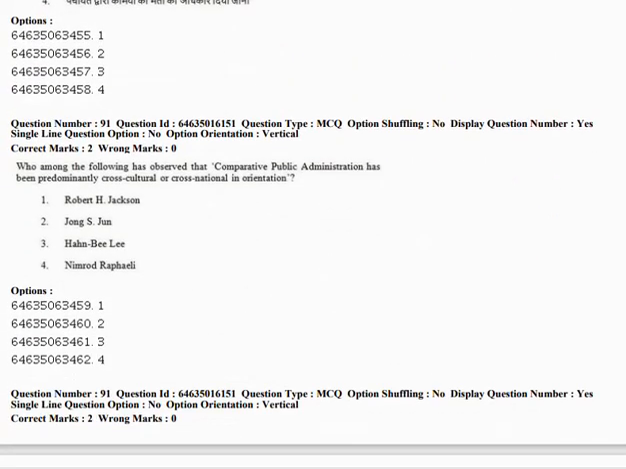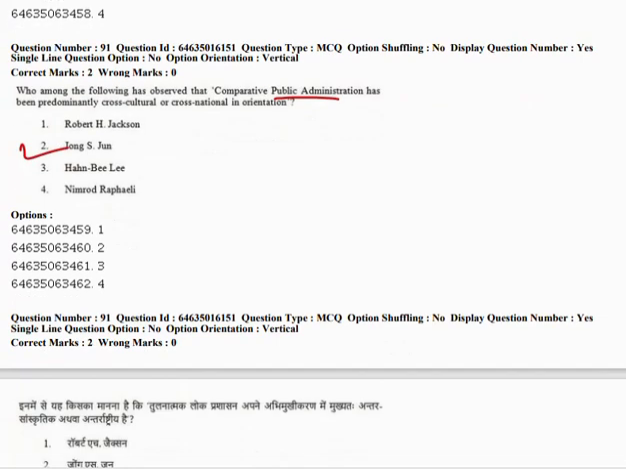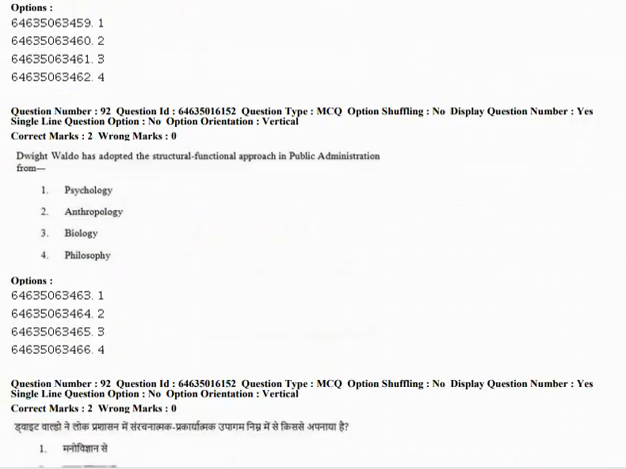Question number 91. Who among the following has observed that comparative public administration has been predominantly cross-cultural and cross-national? It is Jong S. Jun. We have already discussed this in this series. Question number 92.